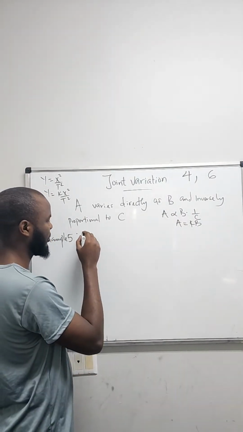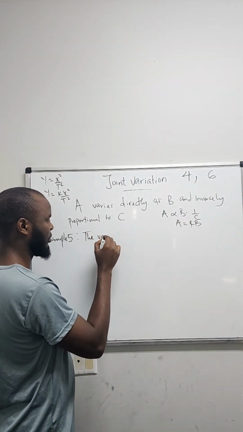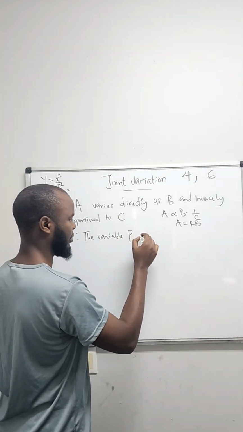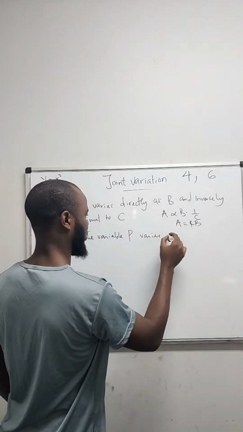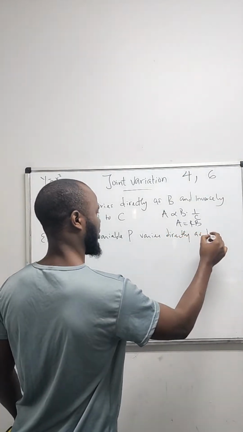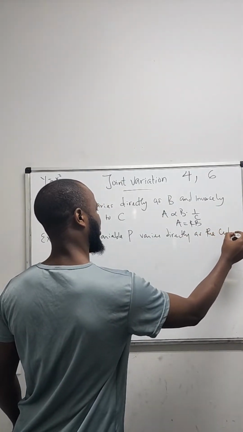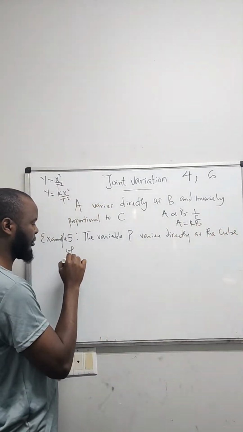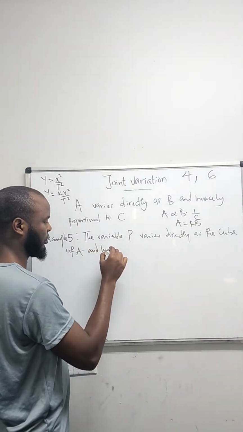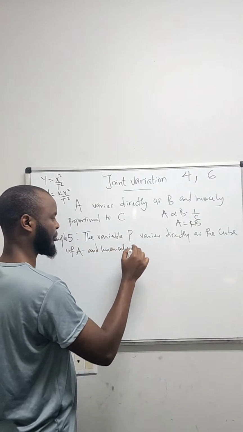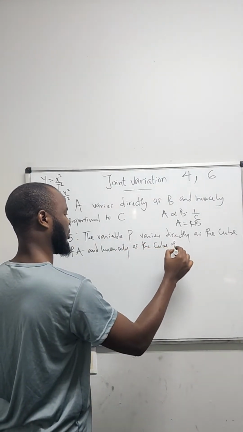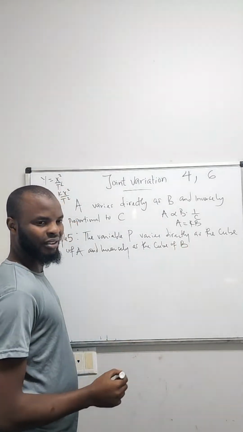The variable p varies directly as the cube of a and inversely as the cube of b. It's just the same question. How does p change?